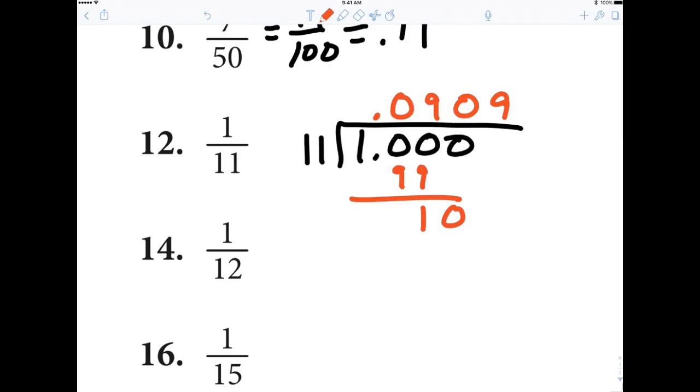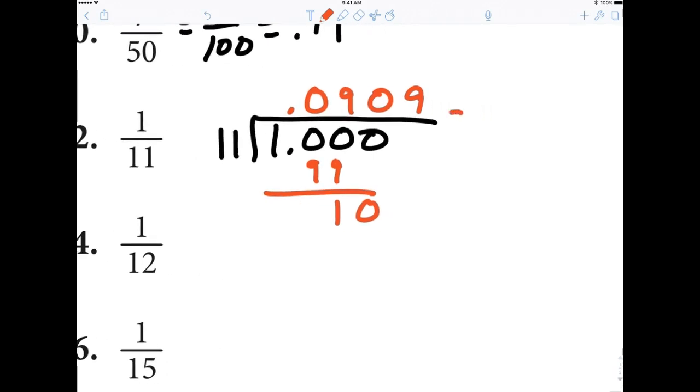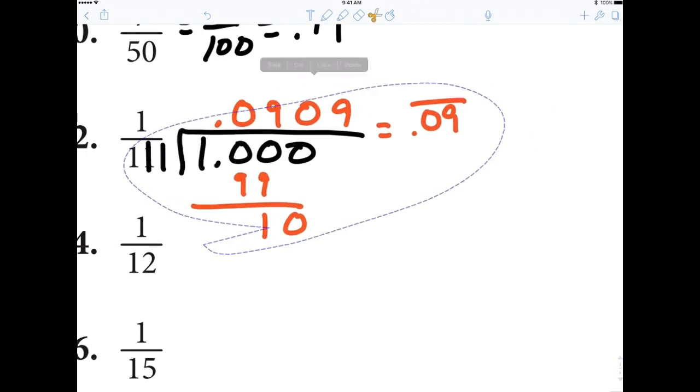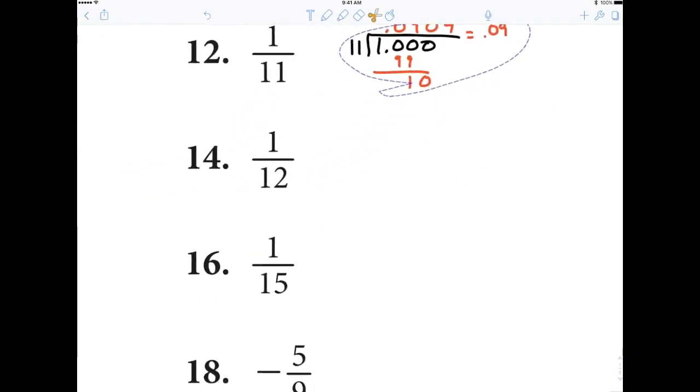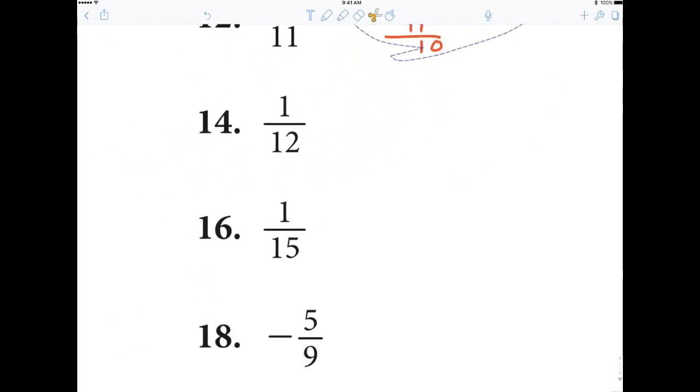So we can say again, Max, what? Yeah, so the answer would be? 0.09. Right, 0.09 with a bar over it. All right, guys, I told you this is very easy. All right, so let's move on. I don't know what 1/12 is or 1/15, so we're going to practice that.